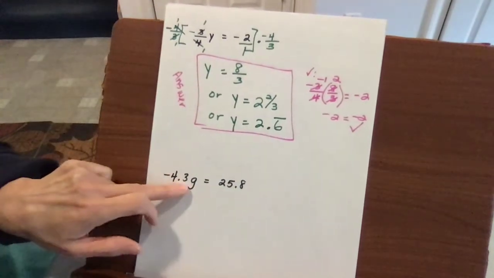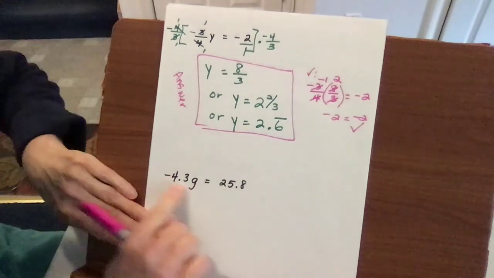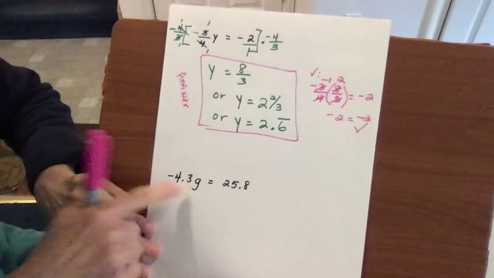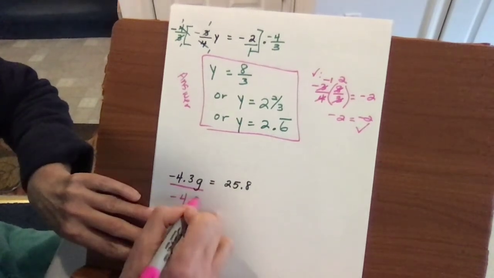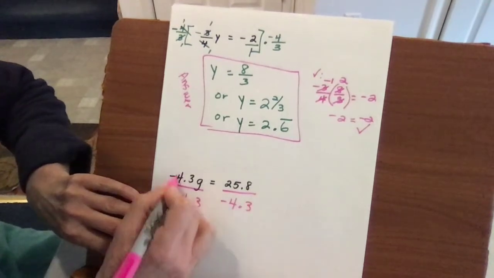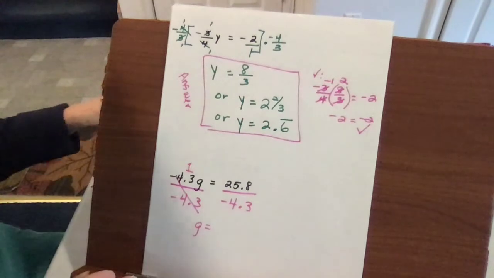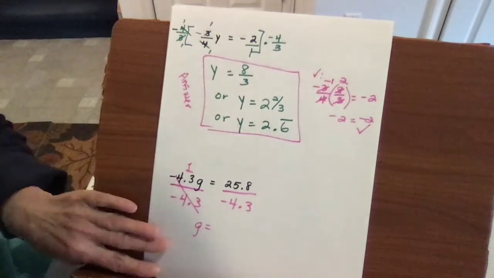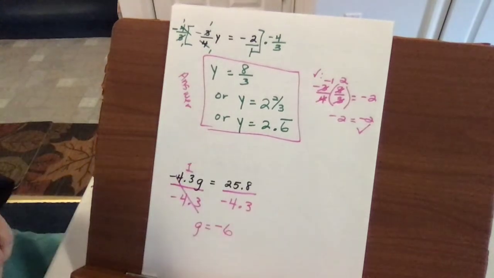All right, negative 4.3g equals 25.8. We want to get g alone. It's being multiplied by negative 4.3, so we're going to divide to get rid of the negative 4.3 on both sides. That goes to 1. So 1g equals, and 25.8 divided by negative 4.3 is negative 6.